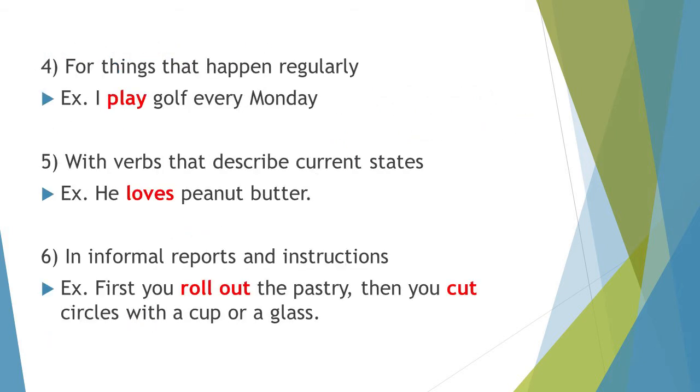We also use simple present when we are talking about things we do or happen in a regular manner. For instance, when you play golf regularly, you can say, I play golf every Monday. It is also used with verbs that describe current states. For example, he loves peanut butter. This describes the subject state of love.